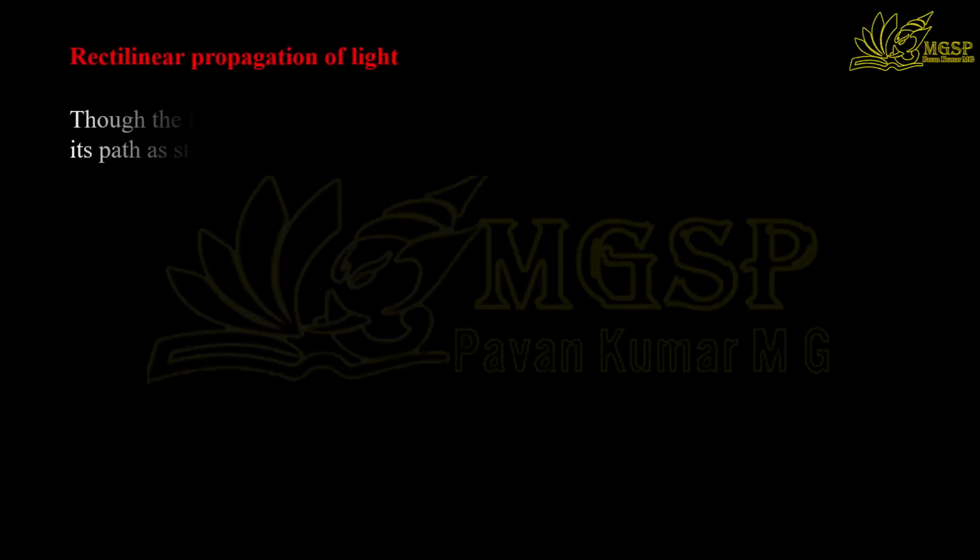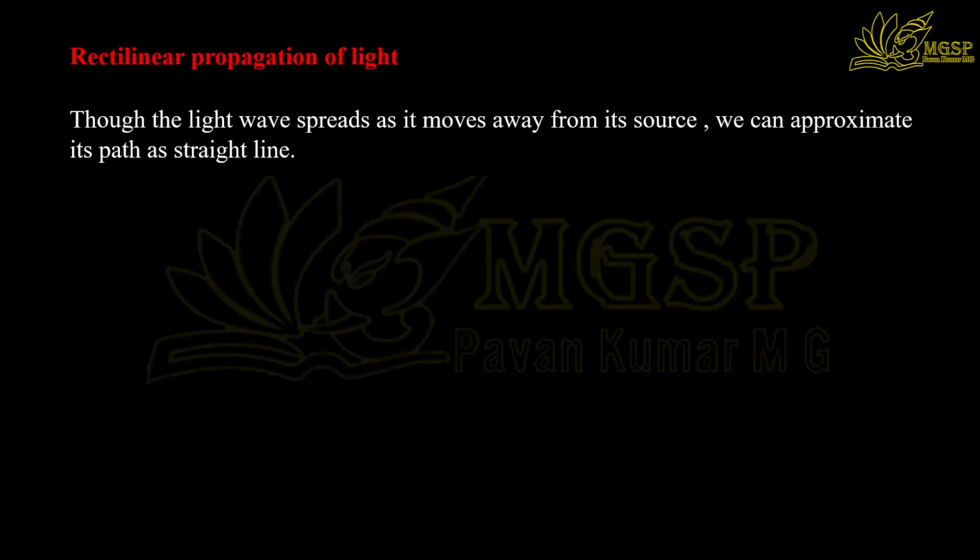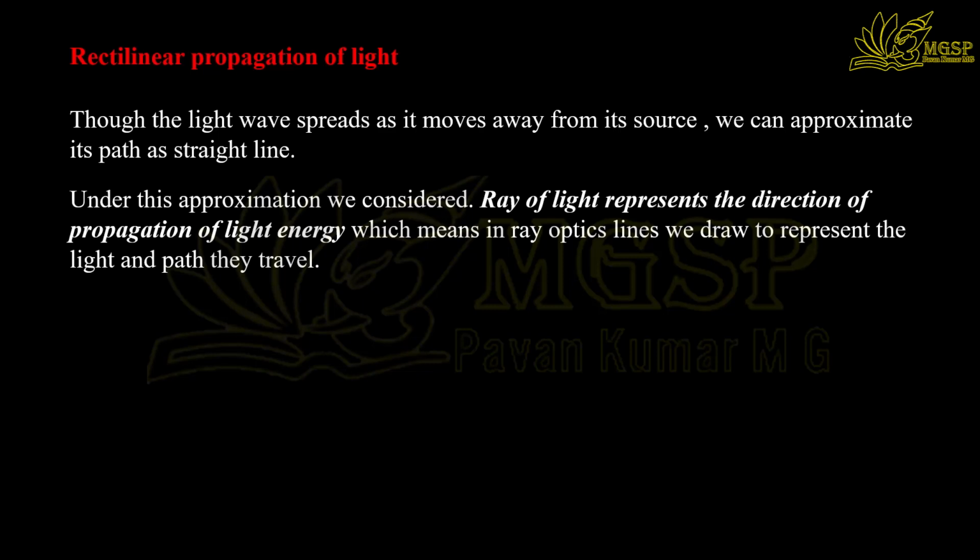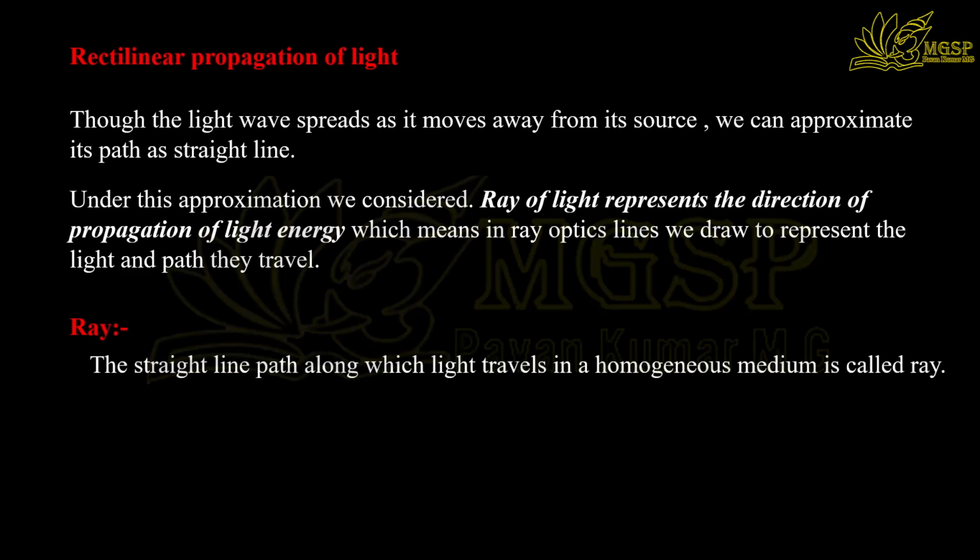Rectilinear propagation of light. What does it mean? We know that light is a wave. Means when it moves from the source, we approximate its path to be a straight line. So under this approximation we consider a ray of light to represent the direction of propagation of energy, which means in ray optics we draw rays to represent light and the path they travel. What is a ray? The straight line path along which light travels in a homogeneous medium is called a ray. That is represented by this diagram.